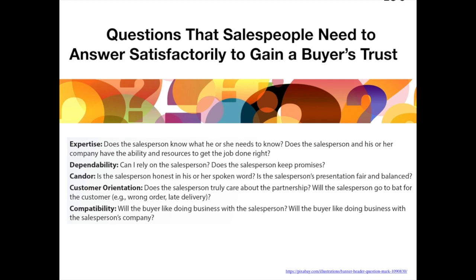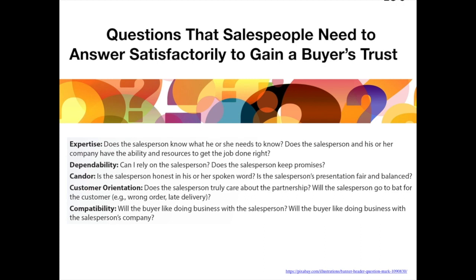Dependability. Can you rely on the salesperson? If they say they're going to be somewhere or do something, do they keep those promises? Is the salesperson honest in their spoken word? Are their presentations fair and balanced, that they're seeking mutual benefit for their firm and ours? And that's candor.